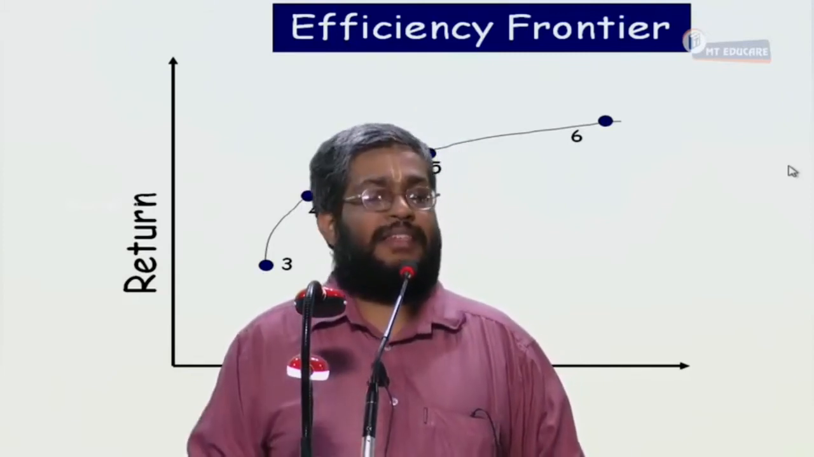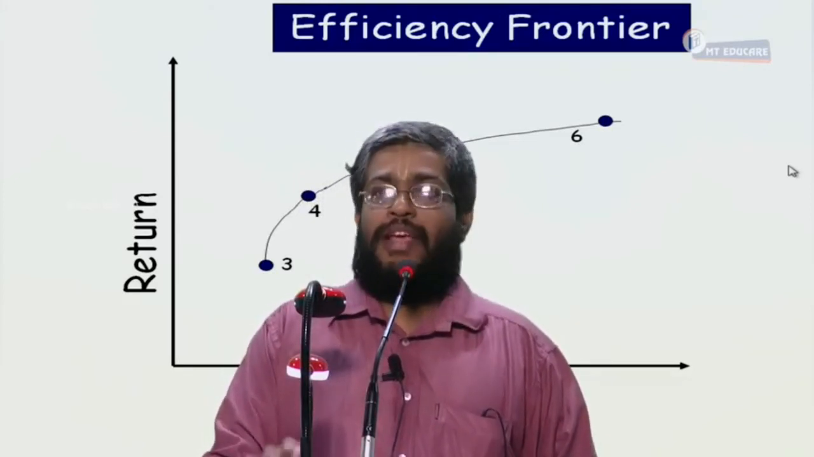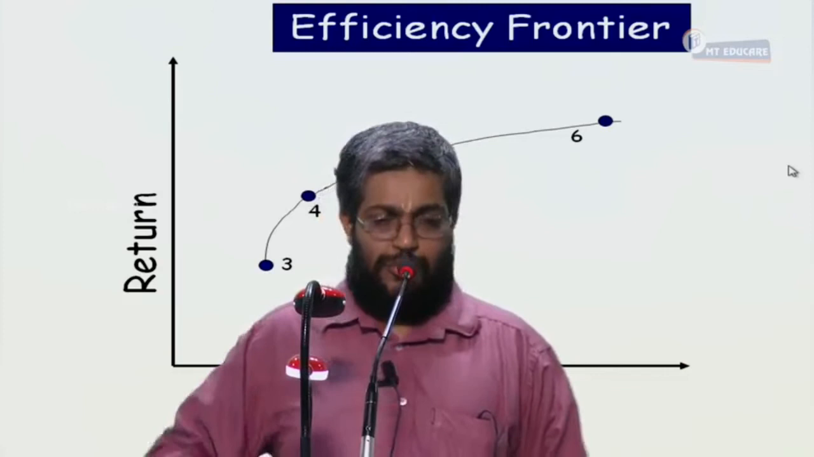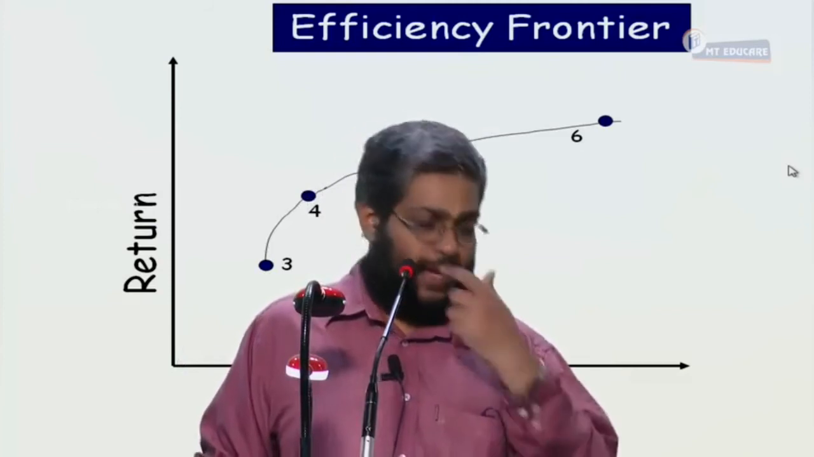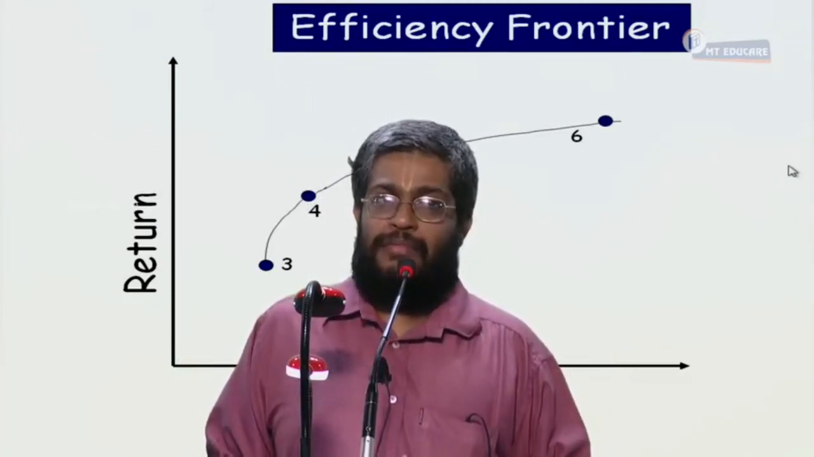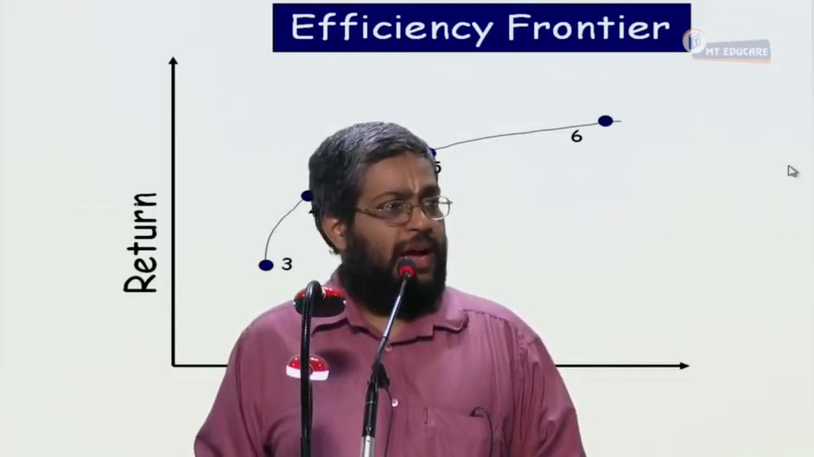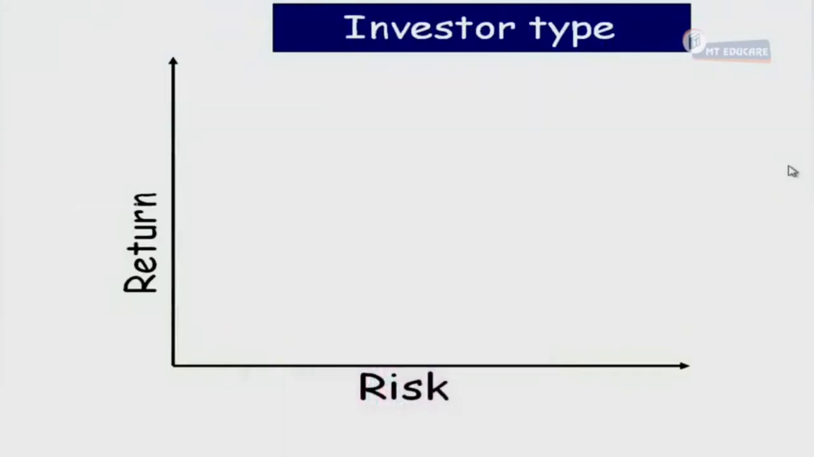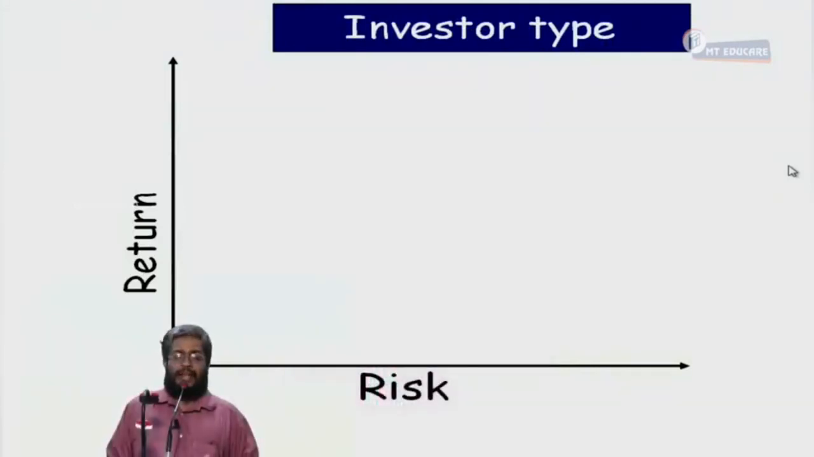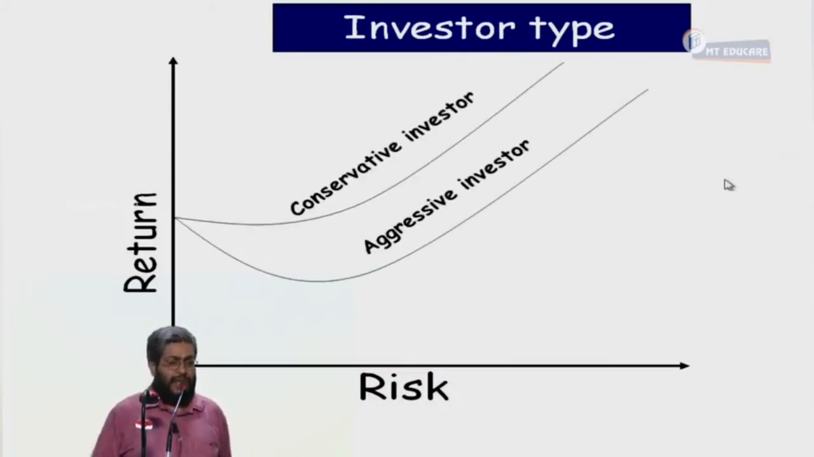Next, point number 6. Broadly, we can classify investors into two types: conservative and aggressive. And this can be understood as follows. Please copy this diagram quickly.